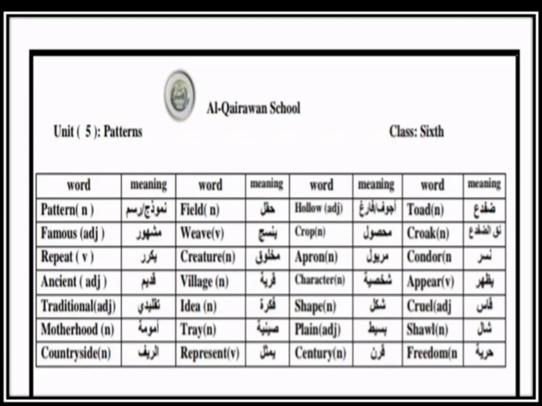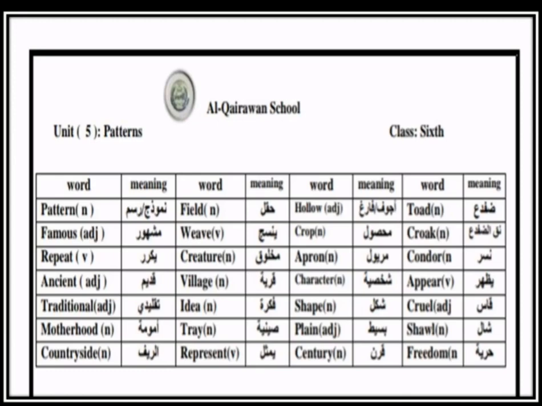And now, my dear students, these are some words with their meanings which are mentioned in our lesson. Pattern: نموذج أو رسم أو نمط. Famous: مشهور. Repeat: يكرر. Ancient: قديم. Traditional: تقليدي. Motherhood: أمومة. Countryside: الريف. Field: حقل. Weave: ينسج. Creature: مخلوق أو حيوان. Village: قرية. Idea: فكرة. Tray: صينية. Represent: يمثل. Hollow: أجوف أو فارغ.